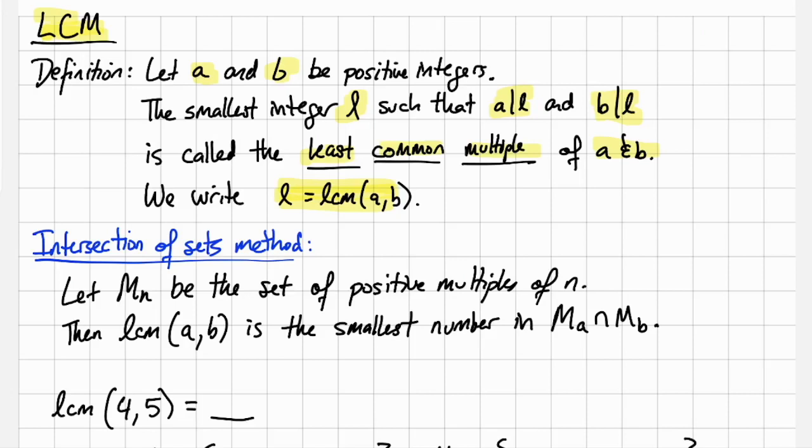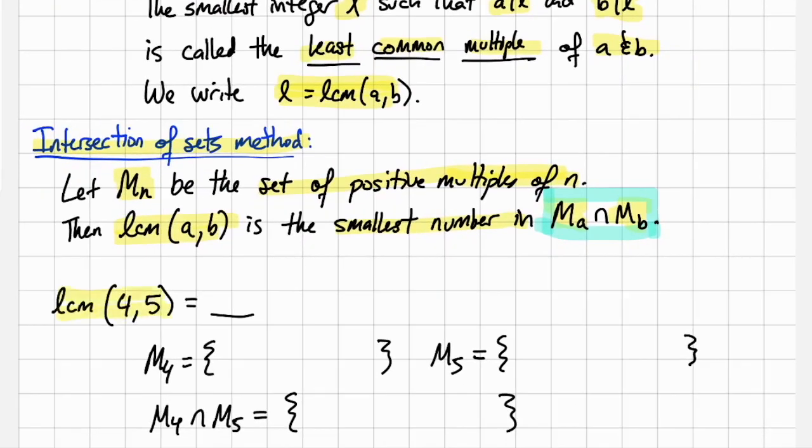So for the GCD, we wanted to know what is a divisor of both a and b, and for the LCM, we want to know what numbers both a and b are divisors of. And there's an intersection of sets method to calculate the LCM as well. We're going to create a set. Instead of divisors, we want the set of positive multiples of n. So M sub a is the set of positive multiples of a, and M sub b is the set of positive multiples of b. Then the LCM of a and b is the smallest number in the intersection of M sub a and M sub b. Let's do some examples.